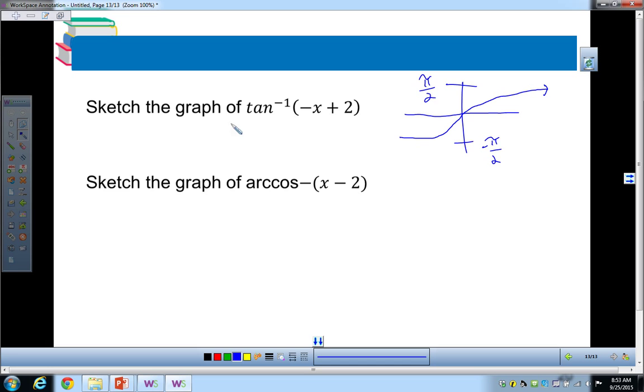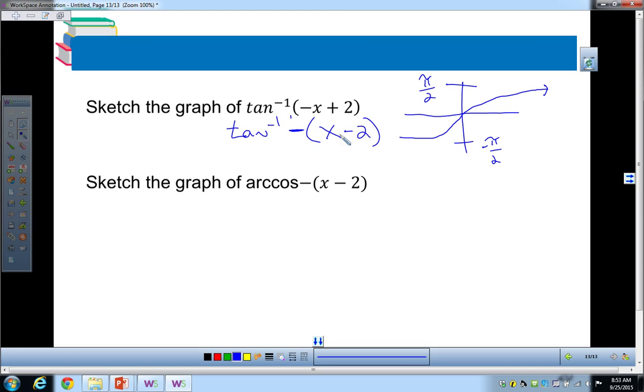Inverse tangent of (-x minus 2) is equal to the inverse tangent of -(x minus 2). Do you guys understand what I just did? I pulled a negative out of this parenthesis. This is still equal to this, right? Because if I distribute this negative through, I get -x plus 2.